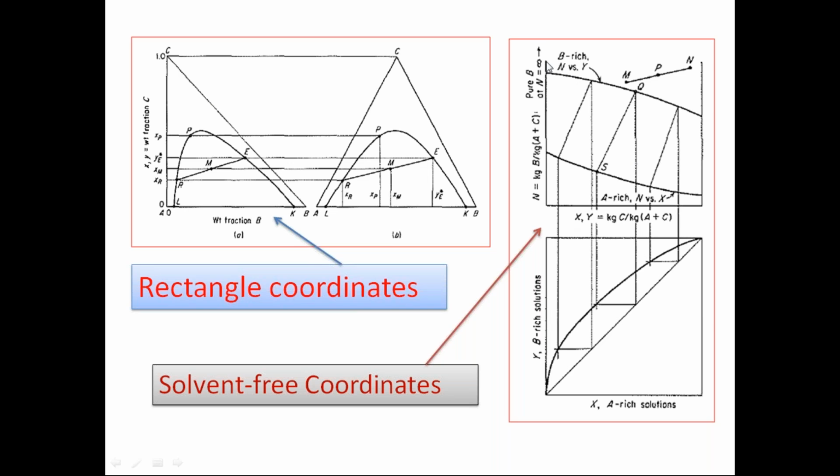And similarly, you can also draw the diagrams by using solvent-free coordinates. I will tell you what the solvent-free coordinates are. So here you can find out the N. What is N? N is the weight of the organic solvent on a solvent-free basis. What do you mean by solvent-free basis? In the denominator, only the weights of A and C will be taken, in which B will not be included. So that is the definition for N.